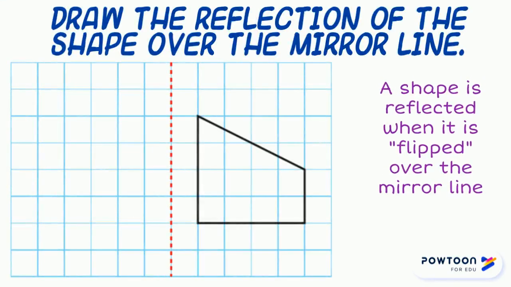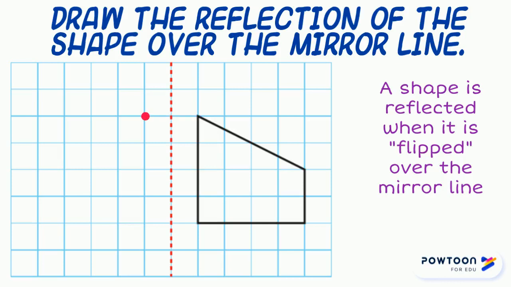This time our shape isn't directly on the mirror line, so we actually have to figure out how far each point is from the mirror line. So if we look at the top one, we can see that it's 1 square to the right, so our next point will be 1 square to the left. We need to repeat that for each point of our shape.